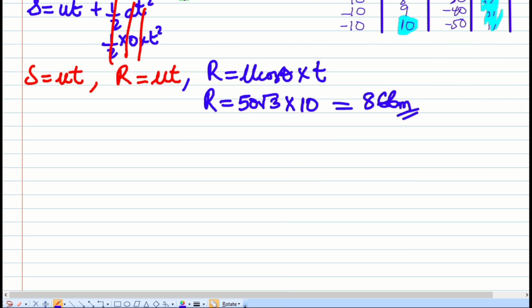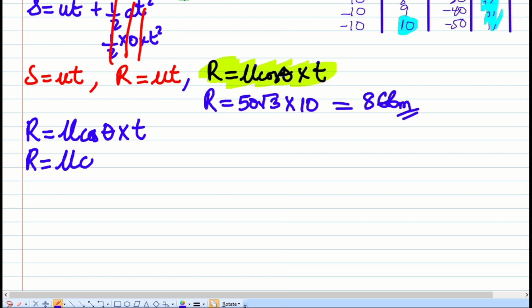So using the same concepts, we're still working with this. We know that the range is equal to U cos theta times time. Now we're dealing with general cases, so we don't even know whether the time is 10, but we know that the time of flight is given by 2U sine theta all over g, right?